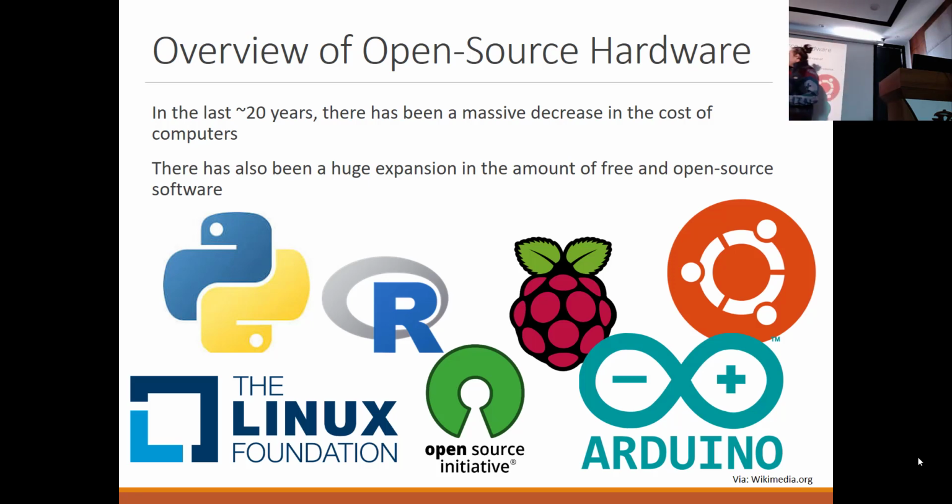Some of you probably recognize this from yesterday. This is the Python logo. R is also another big free programming language, and Linux is basically an open source computing initiative. They do the software that underlies a lot of these open source projects. And then on the hardware side, you maybe have heard of Raspberry Pi and Arduino. These are two of the bigger projects that have been releasing open hardware in the last years.